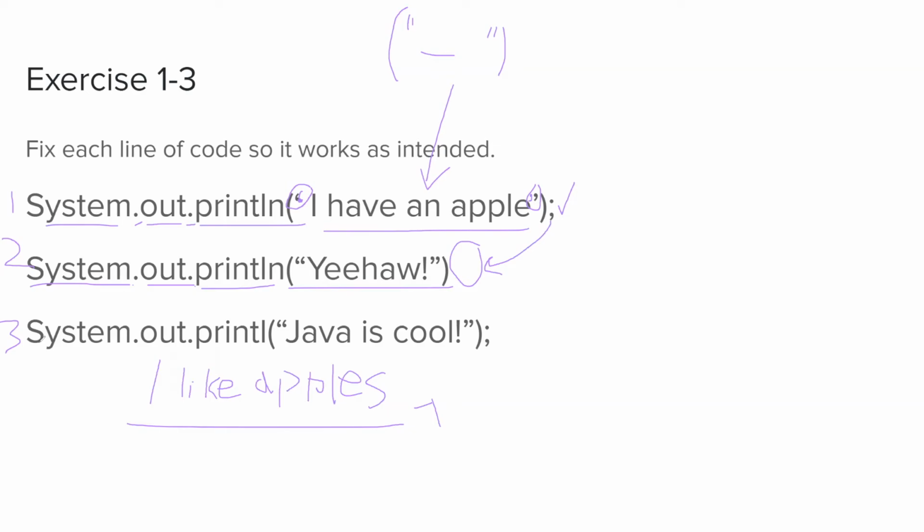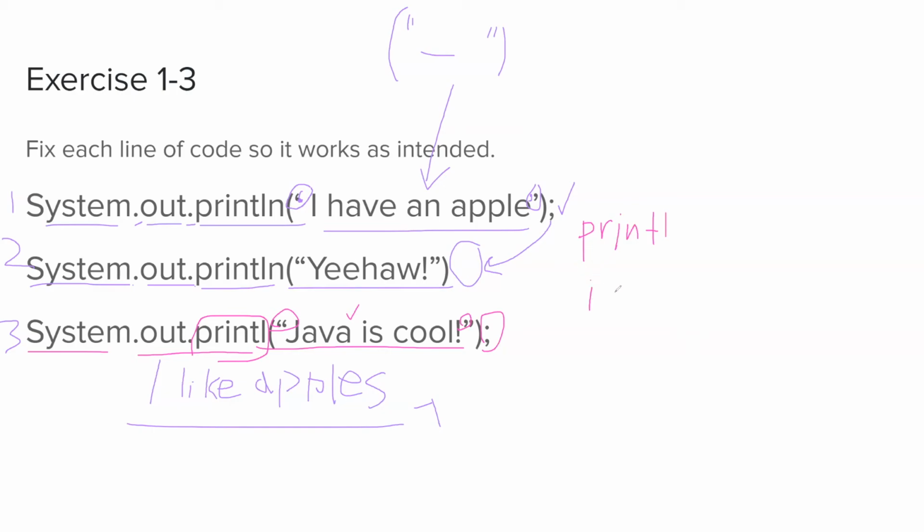Number 3 is a little harder to find. So pause the video and try again. Try to find the error. Okay, I hope you guys paused the video and finished finding the error. So let's go through here. System.out.print. Java is cool. So there's a semicolon, double quotations, string literal is good. But we have printL. Do we know what printL is?